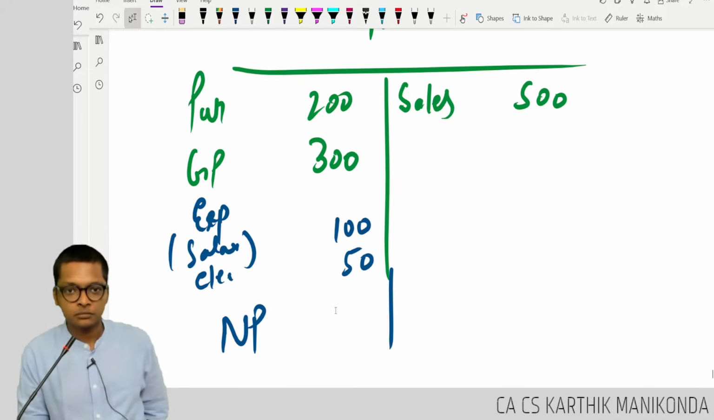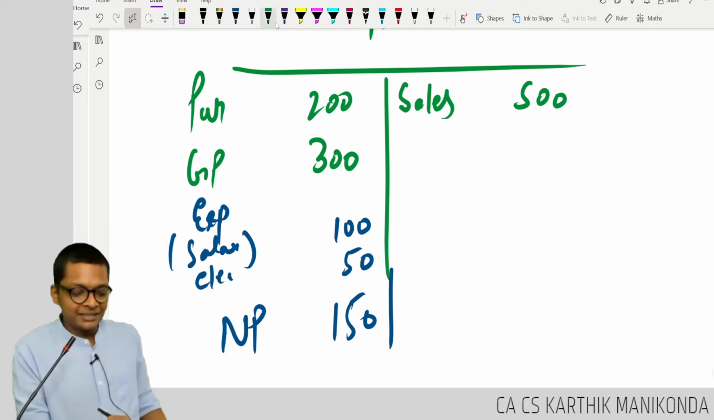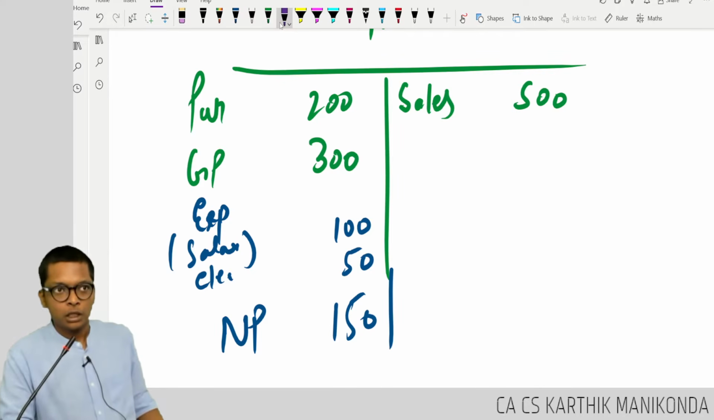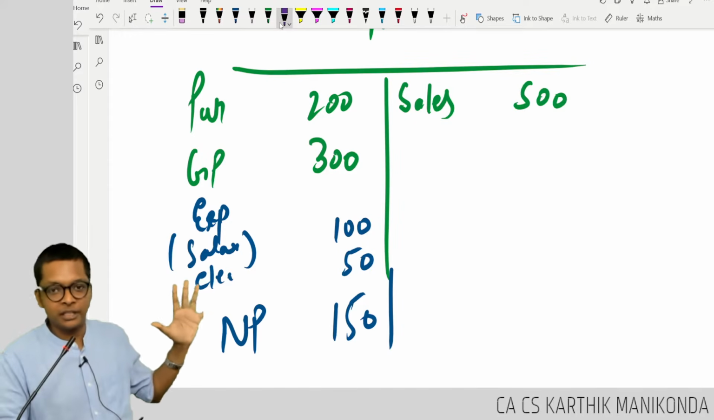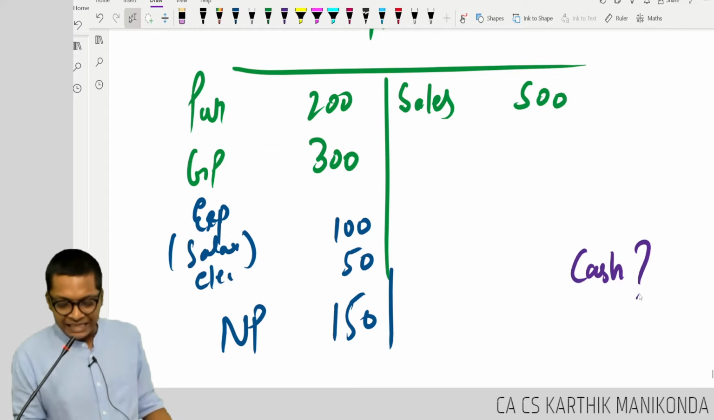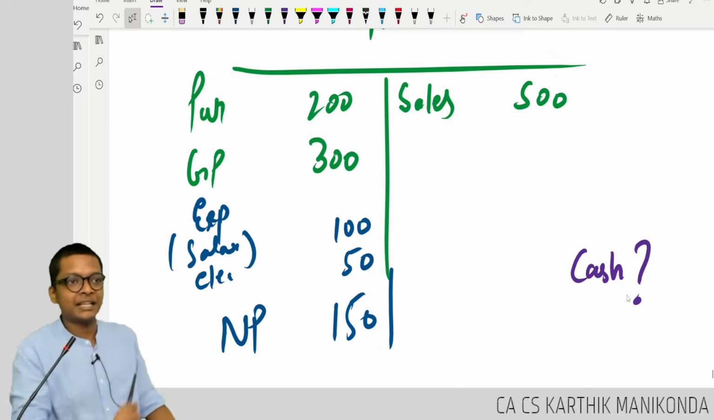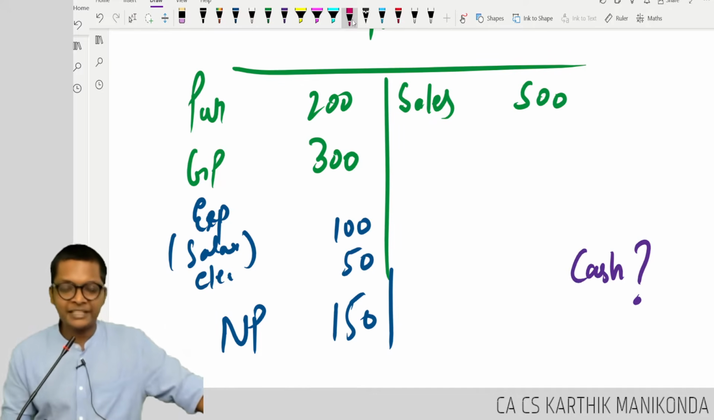Net profit is 150. Okay. Are you all following, guys? This is the P&L account. Now, P&L account only has the transactions for the year. Correct? Now, I want to know what is the cash with all these transactions. What is the cash available with the company for all these transactions?